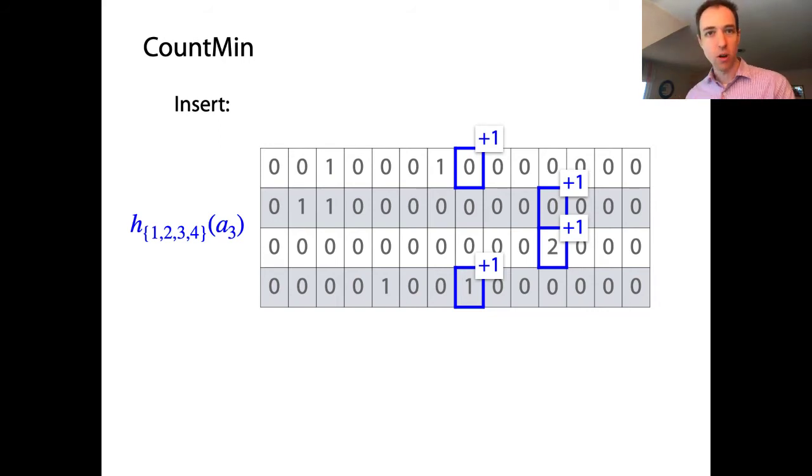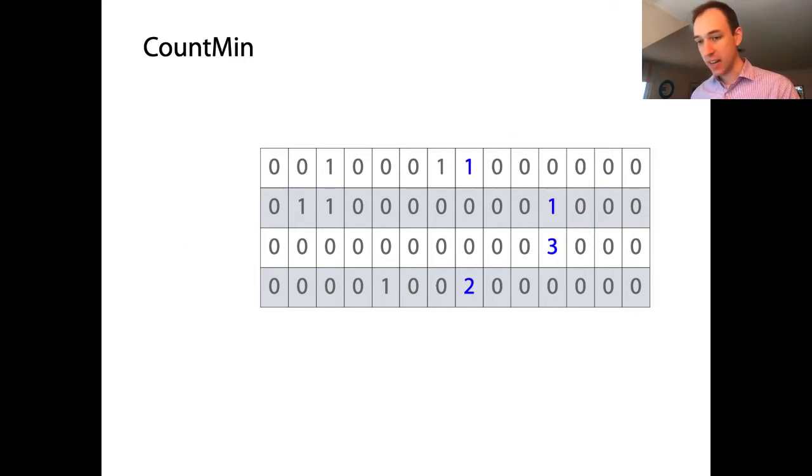All right, let's just add a third item, a sub 3. Now I'm not even going to draw the arrows, just to make the slide a little cleaner. So let's say that hash functions h sub 1, 2, 3, and 4 map a3 to these highlighted elements, right? And so when we're finished with having added a1, a2, and a3, our sketch looks like this. The most recently updated items are highlighted in blue.